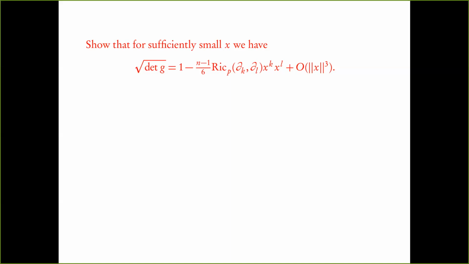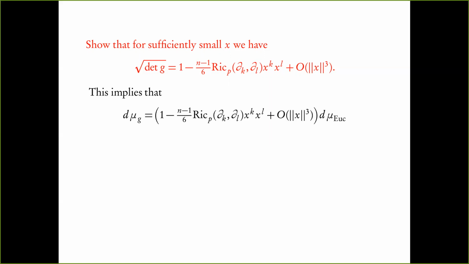Any questions on this? This is simply the expansion of 1 plus y raised to 1/2, for y small. So what does this give us? This basically gives us something very nice. It tells us that the Riemannian volume form is nothing but 1 minus n minus 1 over 6, these Ricci curvatures scaled by x to the k, x to the l, summed over, and higher order terms, times the Euclidean volume. So somehow it's telling you that the Riemannian volume for M can be compared to the Euclidean volume, but in the comparison, the Ricci curvatures appear very naturally.